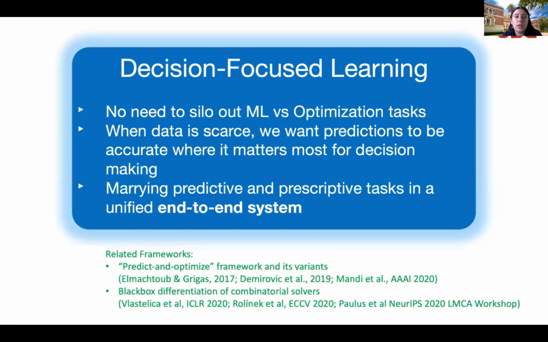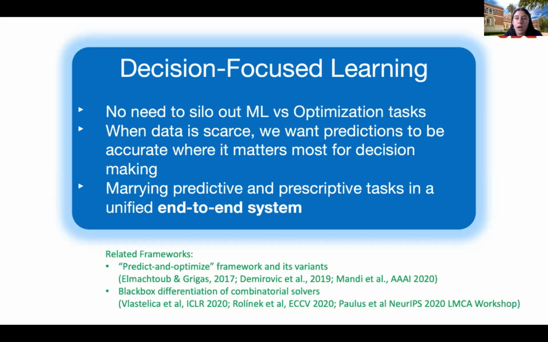So in conclusion, I guess decision-focused learning is highlighting the fact that there's no need to silo out machine learning versus the optimization task. When the data is scarce, we want the predictions to be accurate where it matters most for the decision making. And so we want to make sure that our loss is shaped in that way. And the best way to do that is to actually incorporate the decision in the training loop by marrying the predictive and the prescriptive tasks in an end-to-end system.